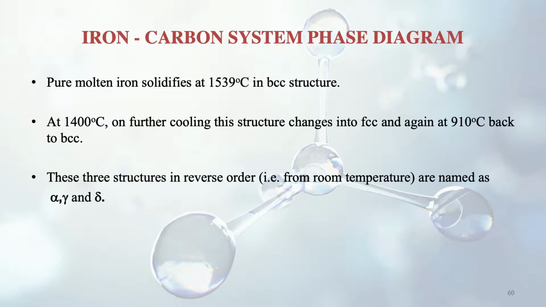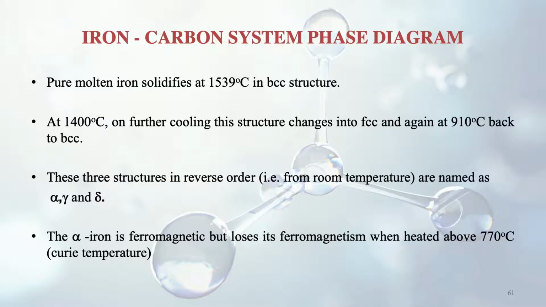So these three structures, in reverse order, if we take from room temperature, are named alpha, gamma and delta. The first one, up to 910 degrees centigrade, is the alpha; then the gamma one comes to around 1400 degrees centigrade, and the final one, delta, is the one about 1539 degrees centigrade.